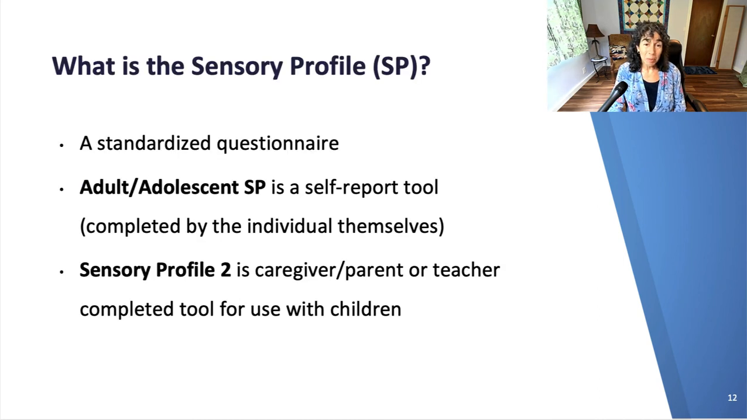So what is the sensory profile? Well, it's a standardized questionnaire. That means that it asks a series of questions, obviously, in a standardized fashion. So they're arranged in a particular order. They cover different subcategories, which we'll go into. And as I've said, there's two different types. The adolescent-adult sensory profile is a self-report tool completed by the individual. The sensory profile 2 is completed by a caregiver or parent, or possibly a teacher, and it's used with children.